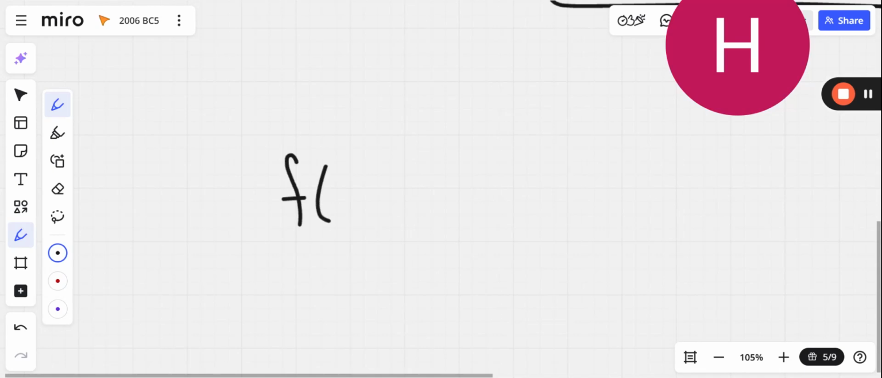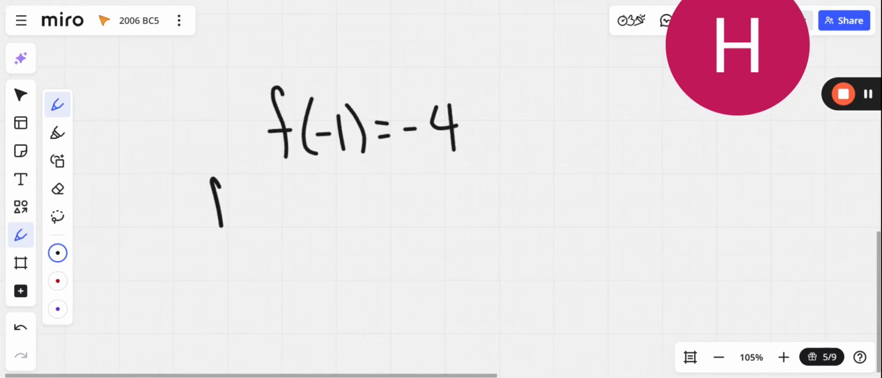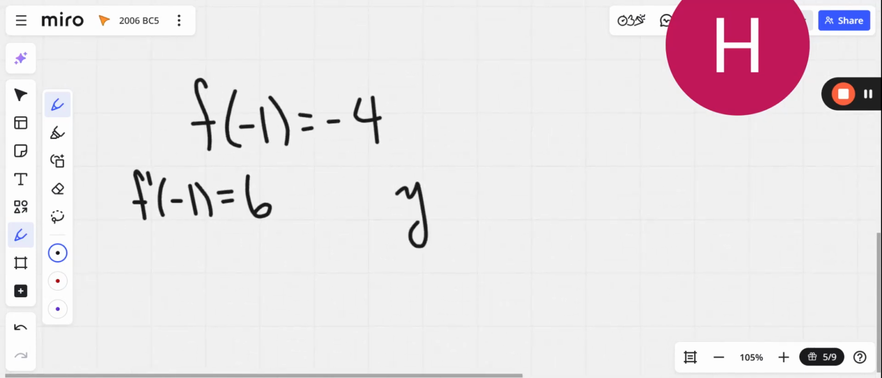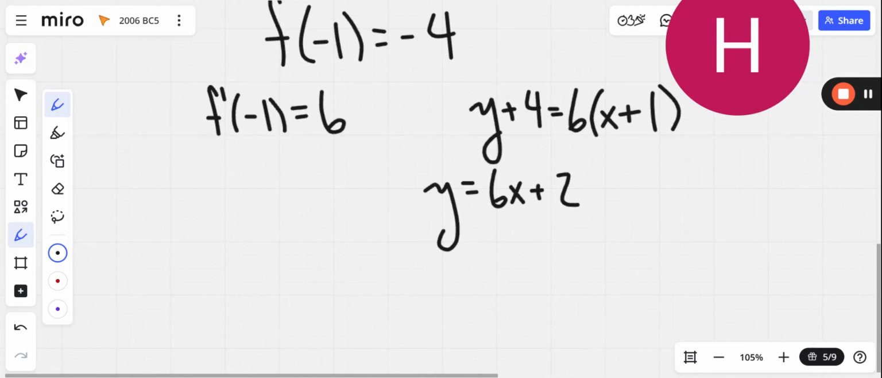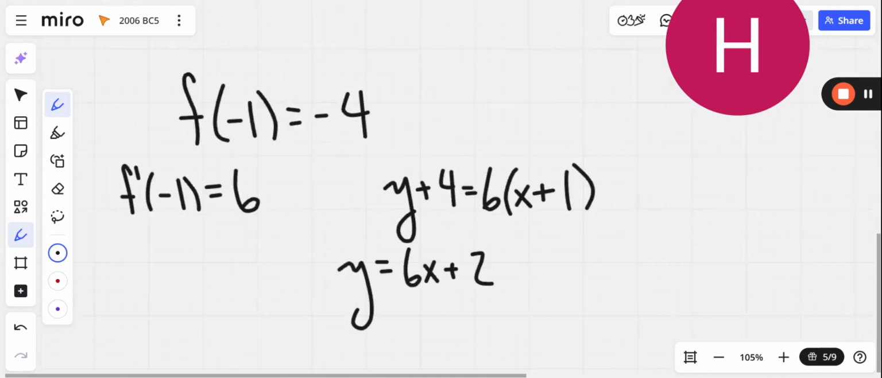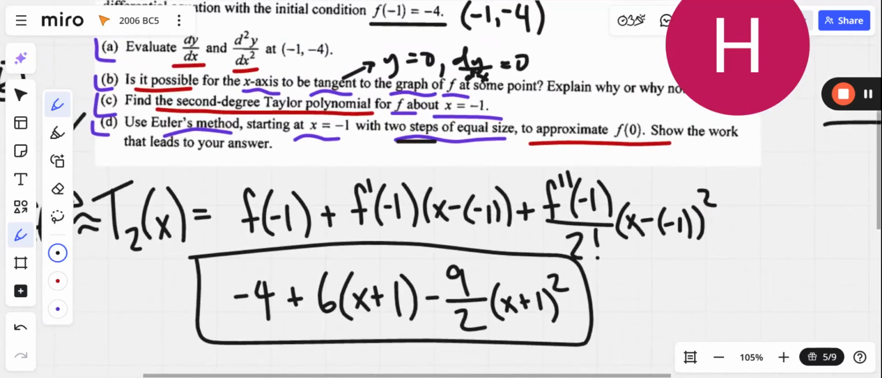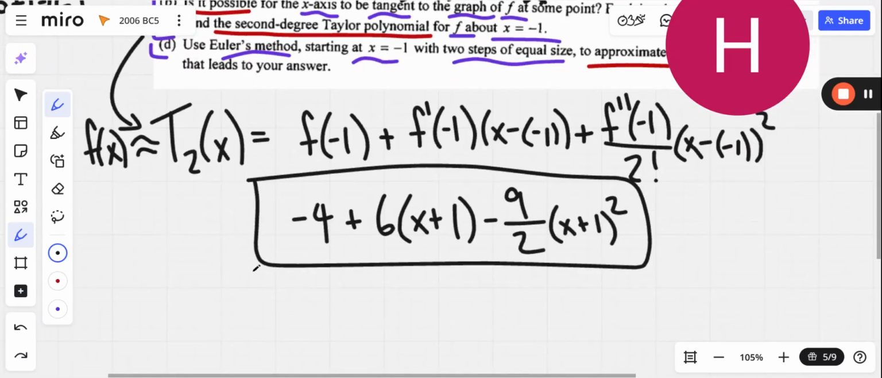We know for sure that f of -1 equals -4. So if we were to write an equation of tangent line, because we know f prime of -1 is 6, we can write y plus 4 equals 6 times x plus 1. We could also say that y equals 6x plus 2 if we move stuff around. So what we want to do is we want to travel along this tangent line just a little bit, because we're using two steps of equal size to go from x equals -1 to x equals 0. So we're going to step back a bit, and we're going to say, what if x equals -0.5?